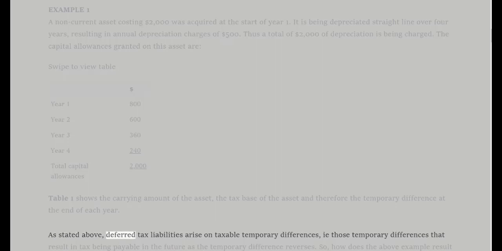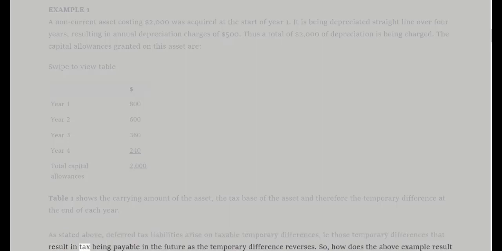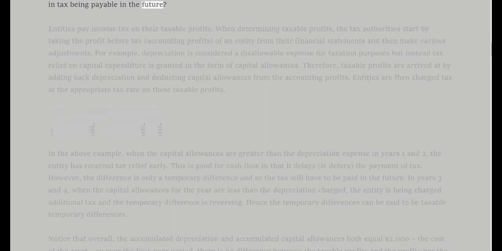As stated above, deferred tax liabilities arise on taxable temporary differences, i.e. those temporary differences that result in tax being payable in the future as the temporary difference reverses. So, how does the above example result in tax being payable in the future? Entities pay income tax on their taxable profits. When determining taxable profits, the tax authorities start by taking the profit before tax, accounting profits, of an entity from their financial statements, and then make various adjustments.